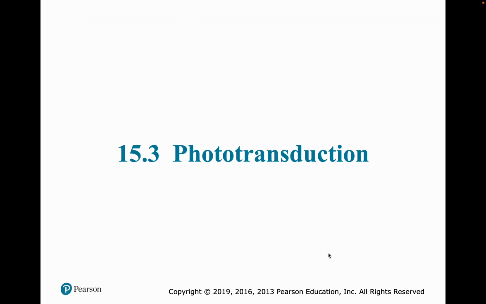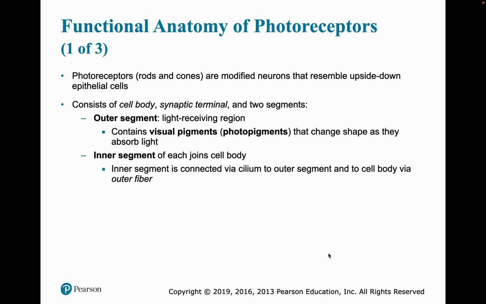All right, so how does that light lead to nerve transmission? That is phototransduction. So photoreceptors, the rods and cones, are modified neurons. They resemble upside-down epithelial cells. They have a cell body, a synaptic terminal, and 2 segments. The outer segment is the light receiving region. It contains the visual pigments, which we'll call photopigments, and those pigments are going to change shape as they absorb light. The inner segment joins to the cell body.